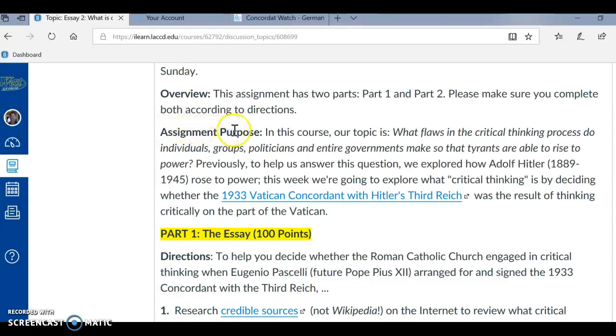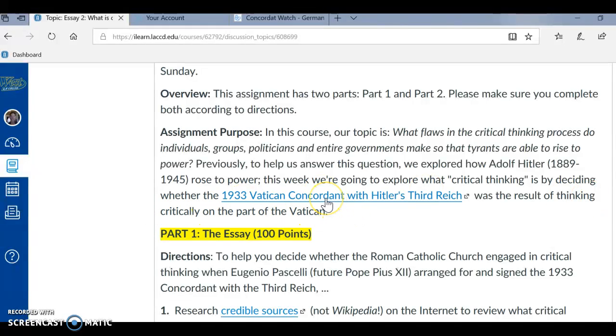Okay, the assignment purpose. In this course, our topic is what flaws in the critical thinking process do individuals, groups, politicians, and entire governments make so that tyrants are able to rise to power? Previously, to help us answer this question, we explored how Adolf Hitler, 1889 to 1945, rose to power. This week, we're going to explore what critical thinking is by deciding whether the 1933 Vatican Concordat with Hitler's Third Reich was a result of thinking critically on the part of the Vatican.